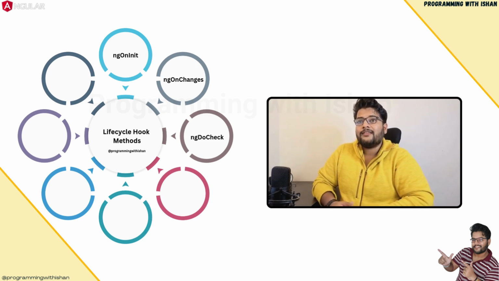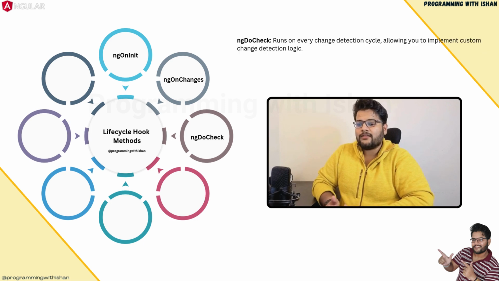And then we have ngDoCheck. This hook runs every time a change detection cycle occurs, and when I say change detection cycle, it is a process where Angular checks for any kind of change in the component state or any data of the component, and updates the DOM accordingly based on the change what has happened. So this whole process of checking and updating the DOM is called as a change detection cycle, and for every change detection cycle ngDoCheck runs. So you can utilize that to write your own custom change detection logic.